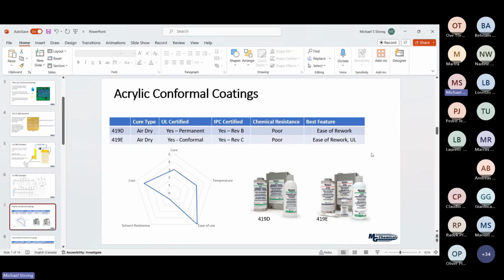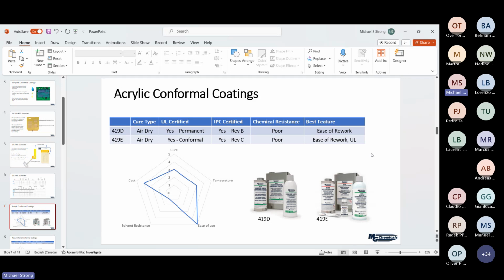Okay, so now let's look at the different conformal coating types that we do sell. So we'll start with acrylic conformal coatings. And acrylics are amongst the most popular conformal coating type. And that's because they're very easy to use, but they're also very easy to rework. So you simply can strip them off with common solvents and rework the area and reapply it.